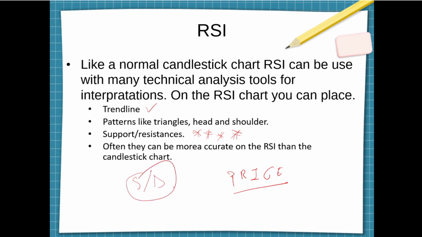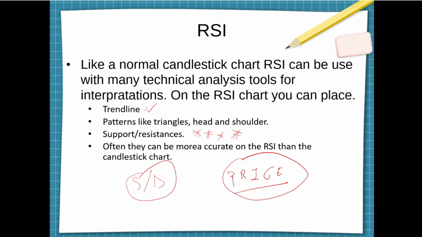The market remembers that kind of stuff, and RSI is one of the rare indicators that gives you a clear expression of this relationship between supply and demand, and less about the price. This is what attracts everybody, but this is what makes the market move. So often things can be made more accurate on the RSI than on the candlestick chart. So like I said, most of the time this is what is moving the market.